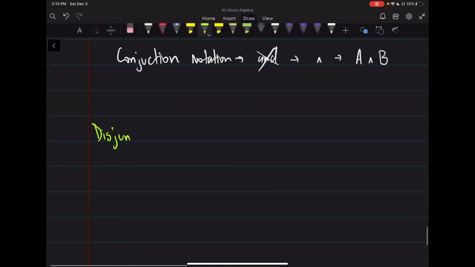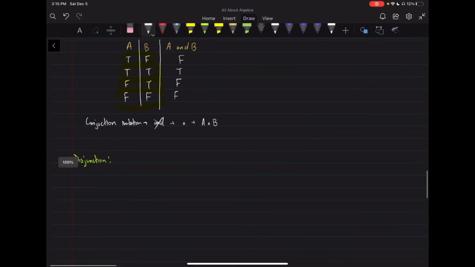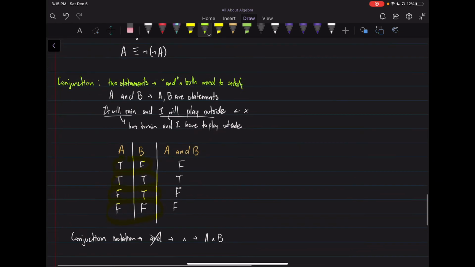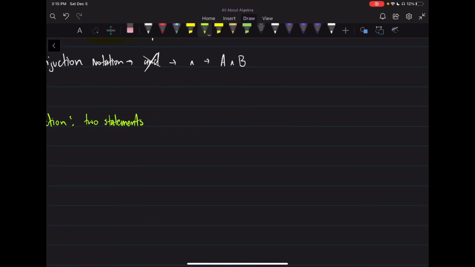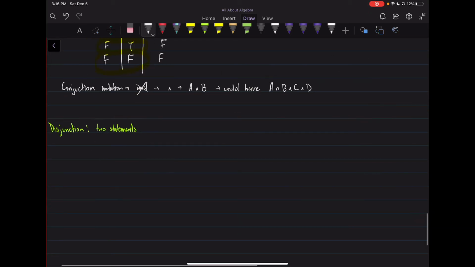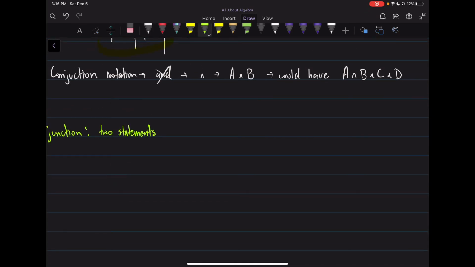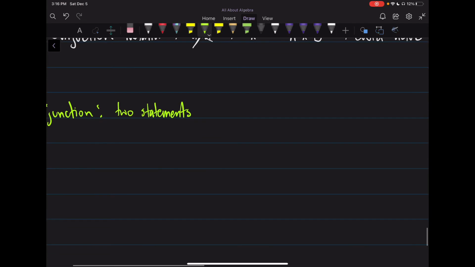Now let's talk about disjunction. So now we have disjunction. And what is disjunction? Disjunctions are 2 statements, right? Again, I'm using 2 statements here, but it could be between multiple. So you could have, like say, 4 statements where you have A or B or C or D, something like that. But for this case, just to explain the concept, we're only going to consider 2 cases. So we have 2 statements, and here it's A or B has to satisfy.